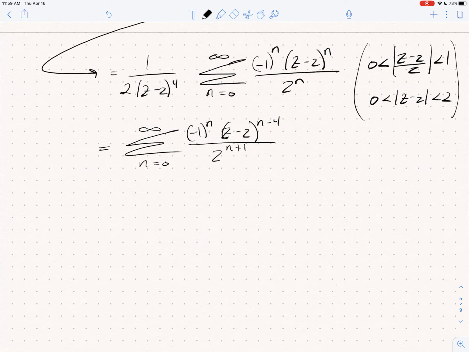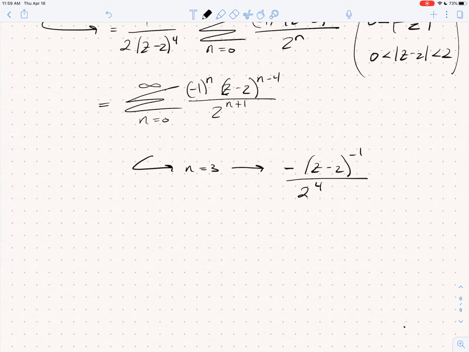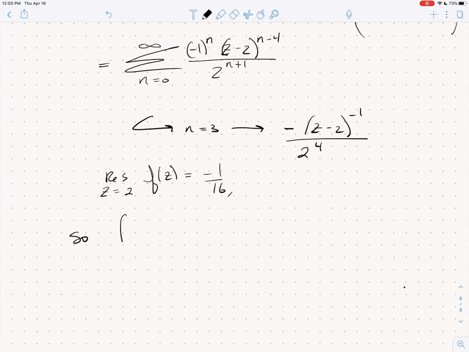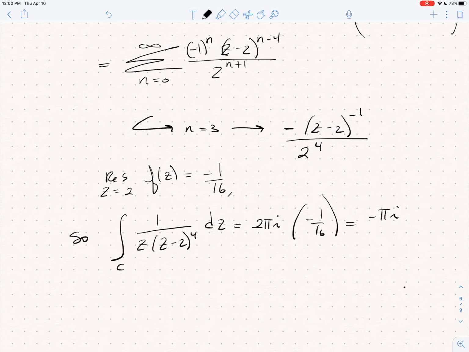And so I can see that when n equals 3, that's going to give me the residue. When n equals 3, I get minus 1 to the third, which is negative, (z minus 2) to the minus 1 over 2 to the fourth. And so that tells me the residue at z equals 2 of f of z is just negative 1 over 16. And so the integral that I want, the integral over c of 1 over (z minus 2) to the fourth dz, is 2 pi i times the residue, negative 1 over 16, which is just negative pi i over 8.